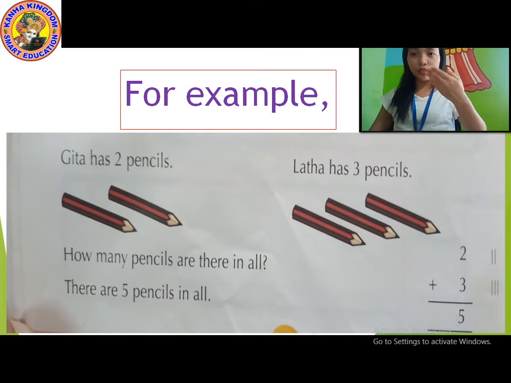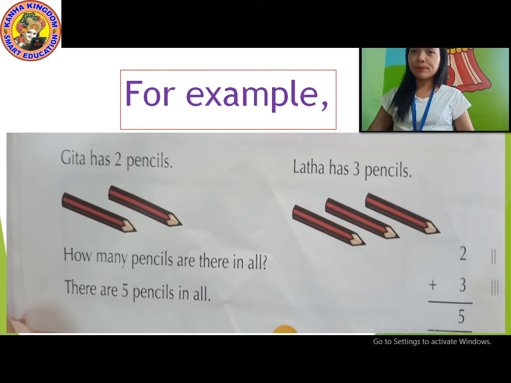So we have to read it first, and after that we have to understand what they want to find, what they want to ask us to find out. See, in this question they ask us to find out the number of pencils, or how many pencils are there in all. That means we have to find out the total number of pencils, right?